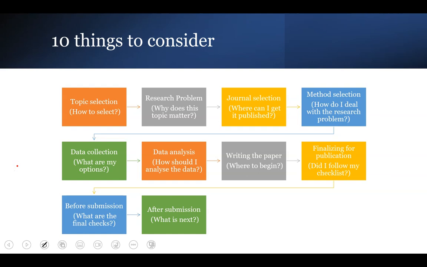Now let's start with the first, which is topic selection. The topic selection is quite important because sometimes we might get tempted to work on something that we are not very familiar with, but it is always important that we remember that we shouldn't be scared of taking on new opportunities, but sometimes we do our best when we are within our domain.